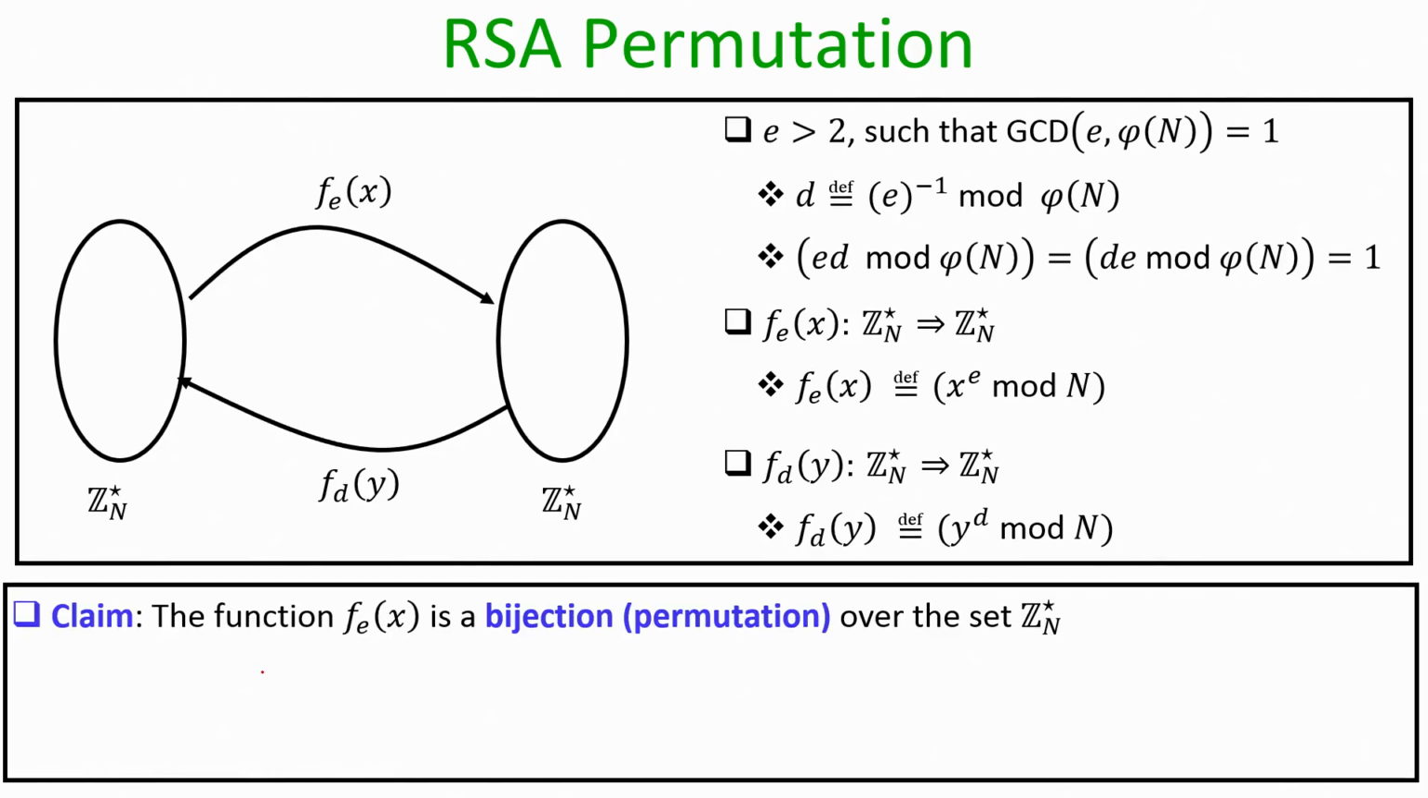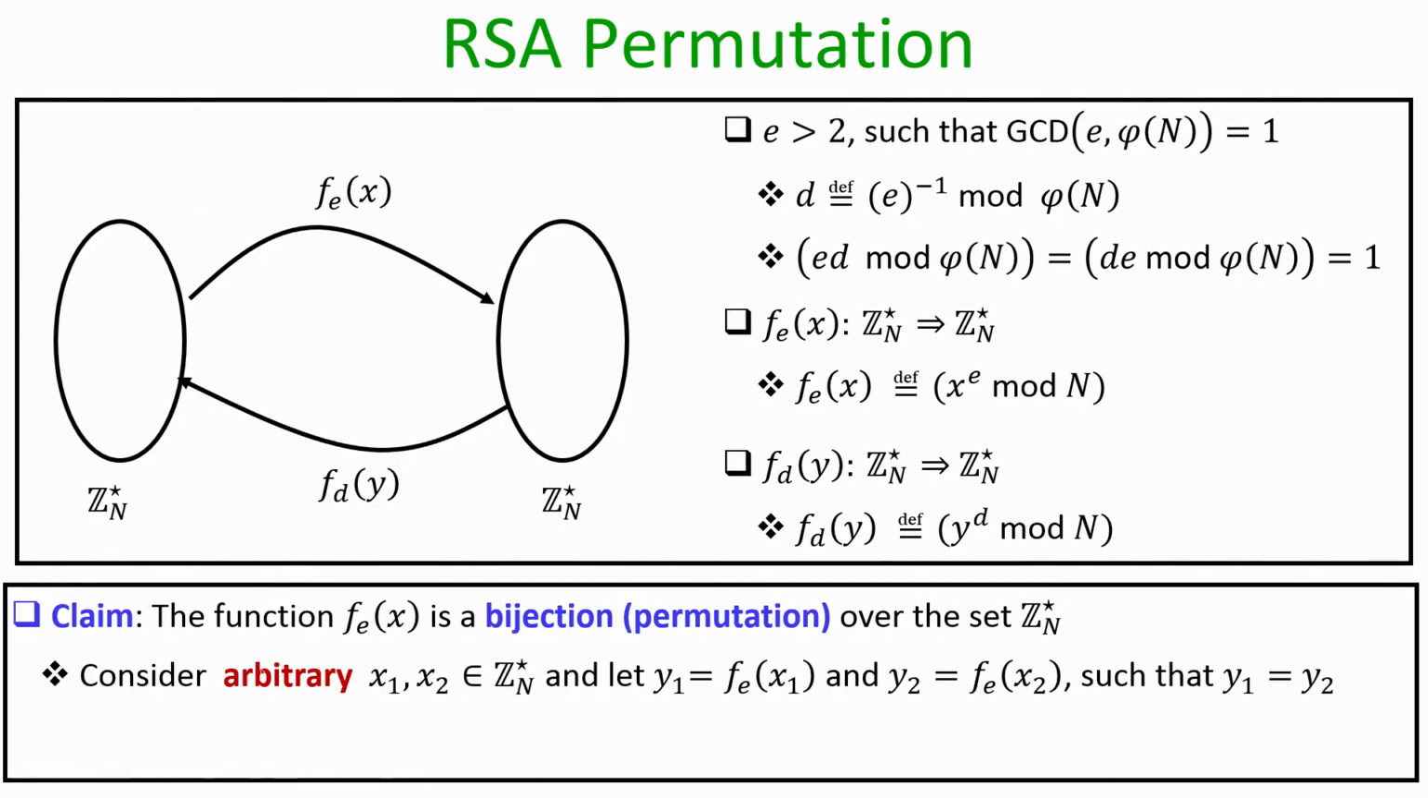I also prove now that my function f sub e is a bijection, that means it is a 1 to 1 onto mapping. For that, let us consider an arbitrary pair of inputs x 1, x 2 from the set Z n star, and say the resultant images of x 1 and x 2 as per the function f sub e are y 1 and y 2. Now, if y 1 and y 2 are the same, that means x 1 to the power e modulo n is the same as x 2 to the power e modulo n.